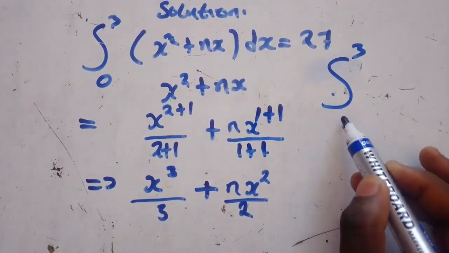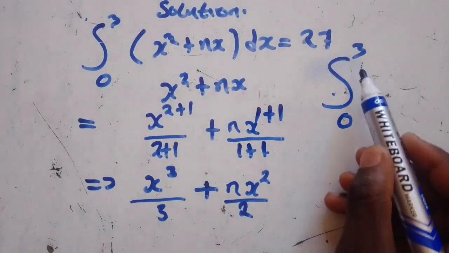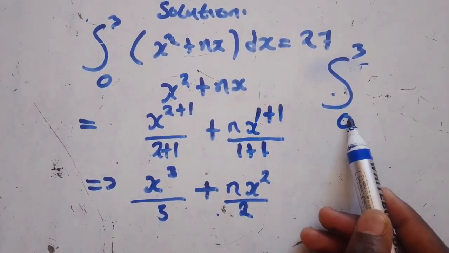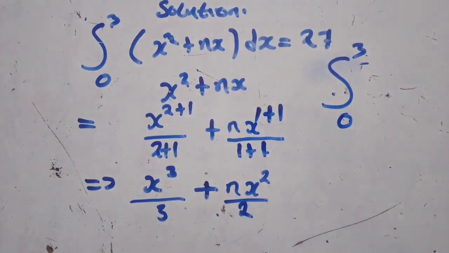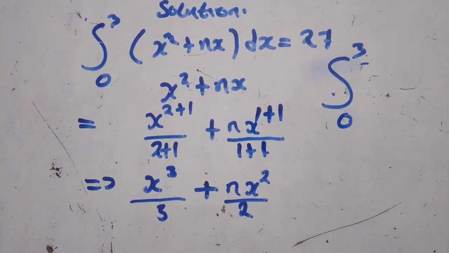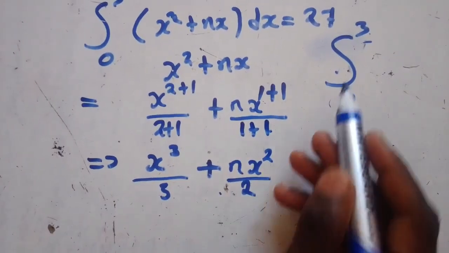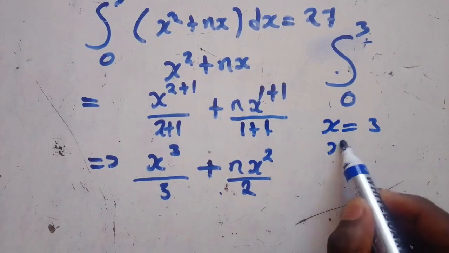Okay, 3 and 0. We're just going to replace these values in this integral. We take the value that we get by replacing the top limit in the integral, minus the value we get by replacing the bottom limit, and it will give us 27. So x is equal to 3 and x is equal to 0.